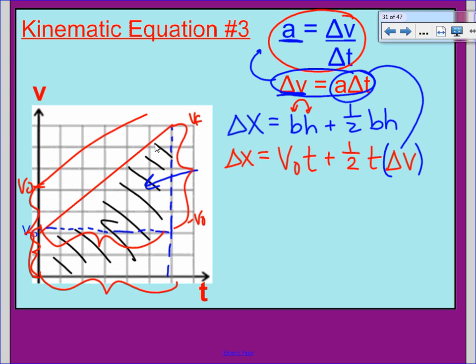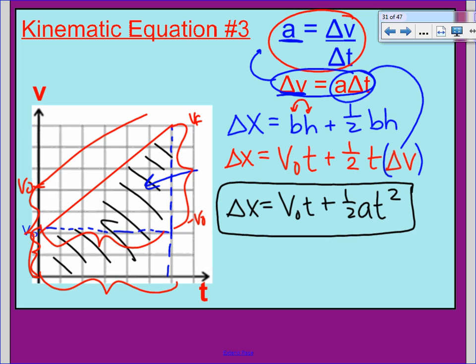So I get a final equation here of delta x equals v initial t plus 1/2 t times acceleration times time, which if we were to simplify that out, time times acceleration times time would end up just being a t squared. This is kinematic equation number 3, and it's probably the most important kinematic equation out of all 3. Write this down, then advance to the next screen to see a problem.